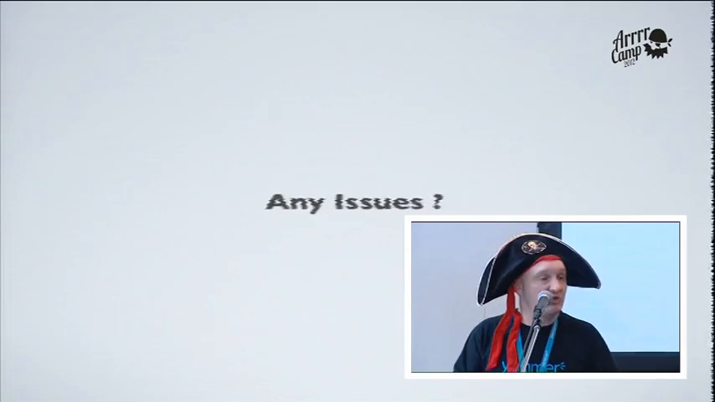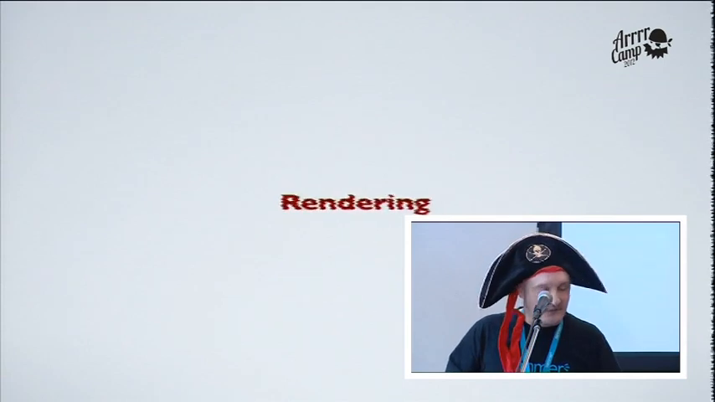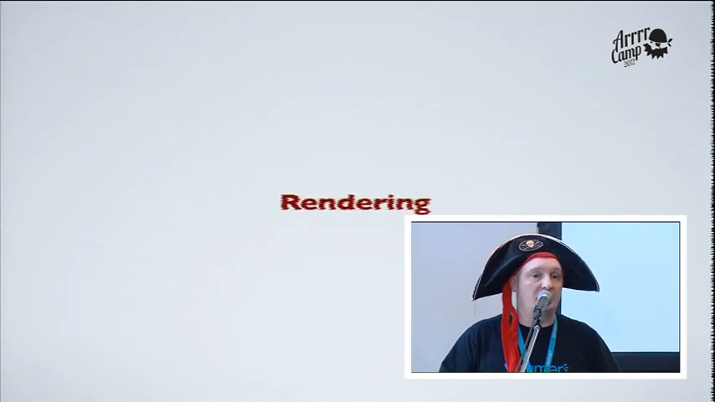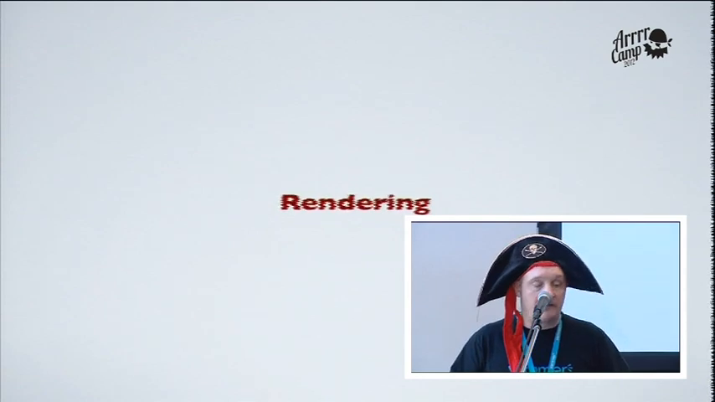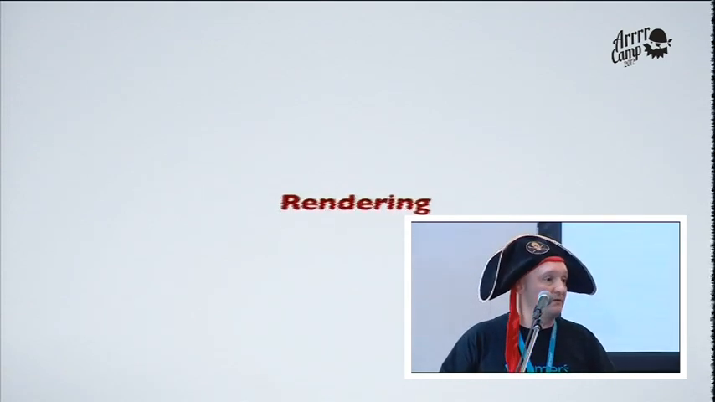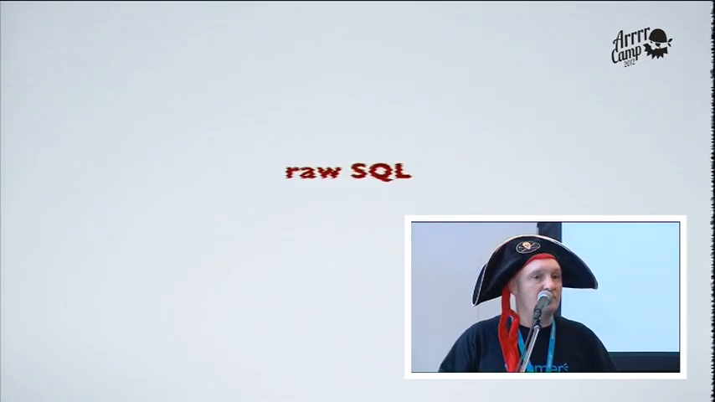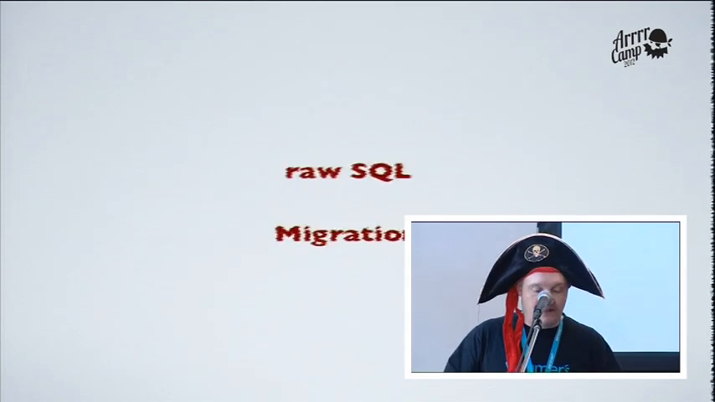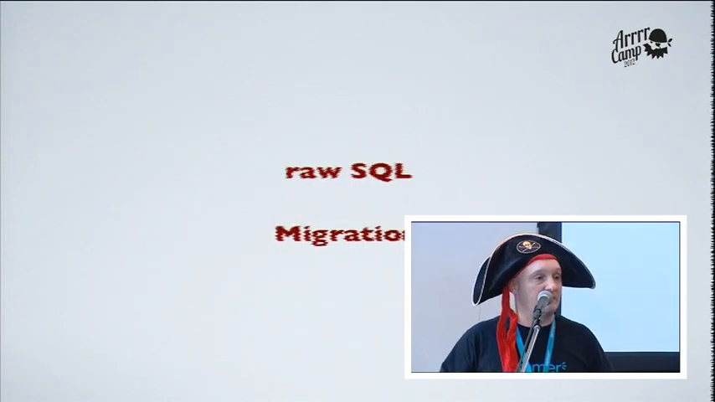Well, do we have any issues with record cache? There are some. First, rendering. Even if it's fast, even if we are getting data, we still have to render it in views. So we have to keep in mind that the lighter the view is, the faster we get, finally. Something else is, if you are doing raw SQL updates, you will have to handle the cache invalidation by yourself. The same rules apply to migrations, because migrations are basically SQL updates.